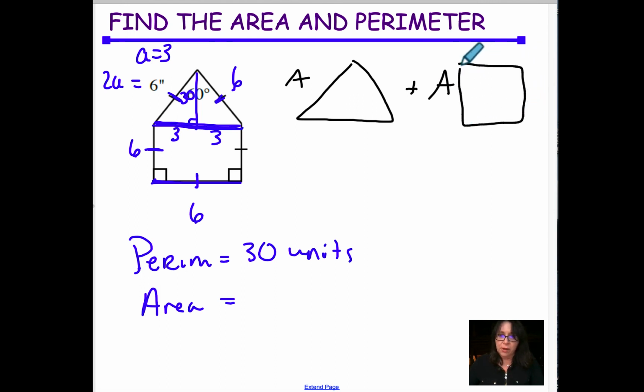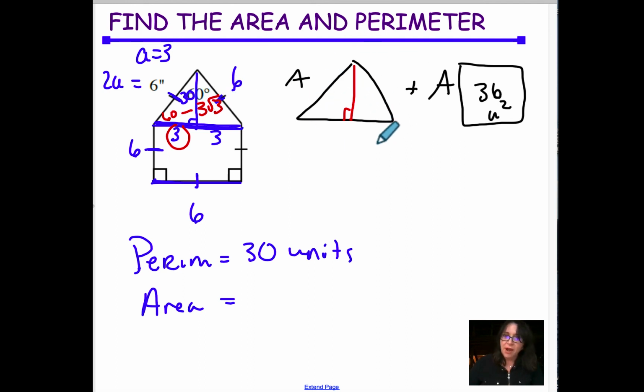That looks like it's a square, even though it doesn't look like it's a square, it's a square. So 6 times 6, which is 36. So this is 36 units squared. And then to find the area of this triangle, it's 1/2 base times height. So I don't know my height, although I do know it, because if this is a 30, 60, 90 right triangle, across from the A is 3.